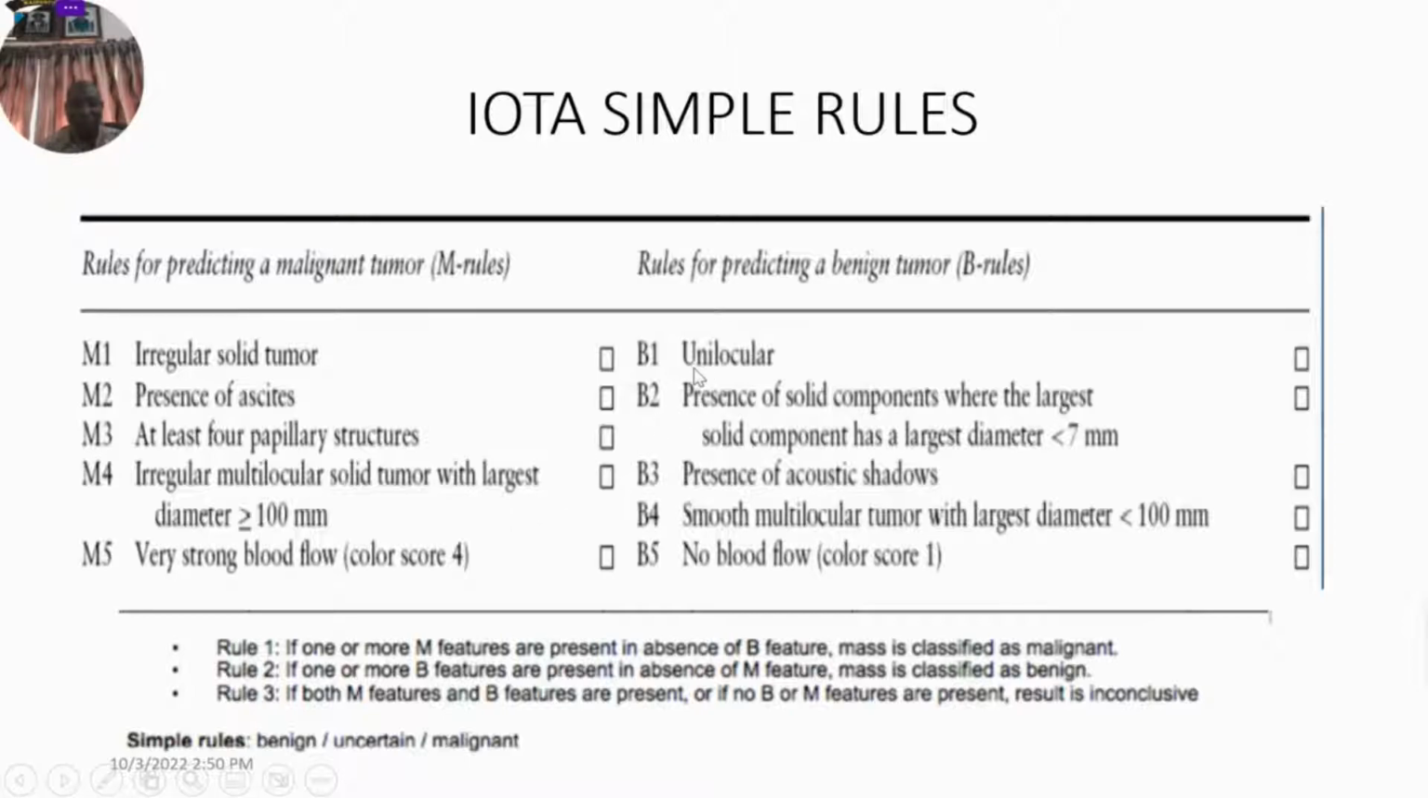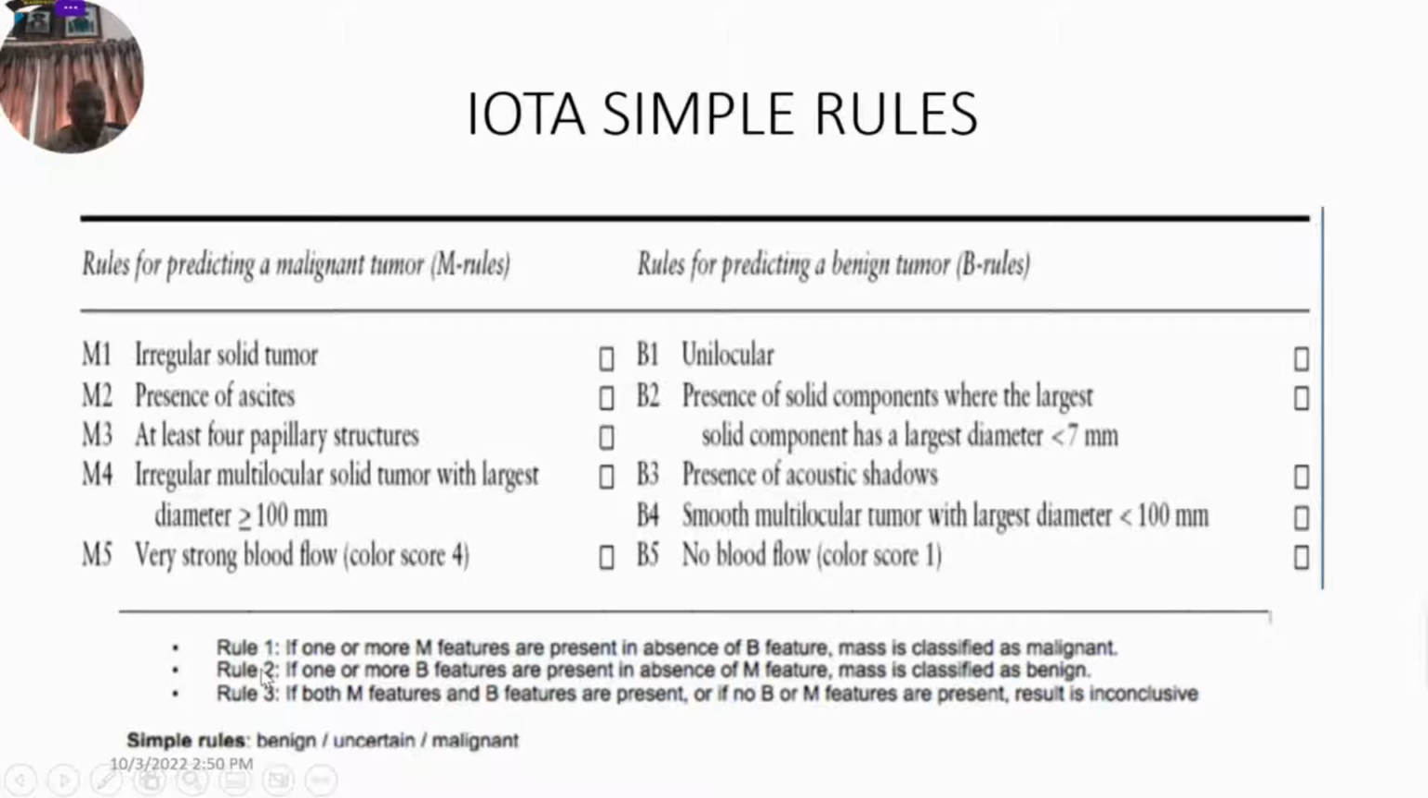For the B rules, B1 is unilocular. B2 is presence of solid components where the largest solid component has the largest diameter less than 7 millimeters. B3 is presence of acoustic shadows. B4 is smooth multilocular tumor with largest diameter less than 100 millimeters. And B5, no blood flow.